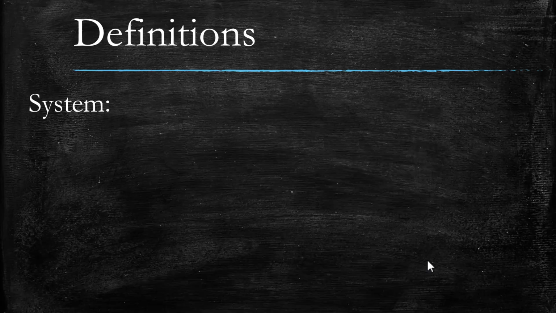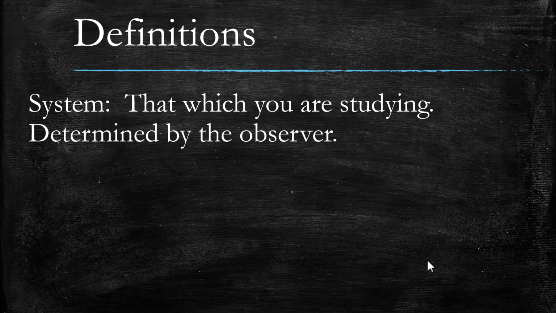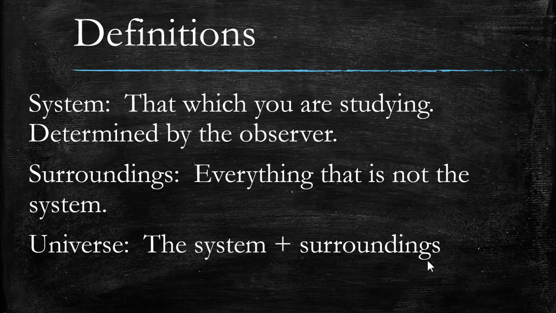We will be talking about the system. The system is what is being studied. It is determined by the observer. The surroundings are defined as everything that is not the system. The universe is the system plus the surroundings. We will be limiting the surroundings, so we will be limiting the universe.